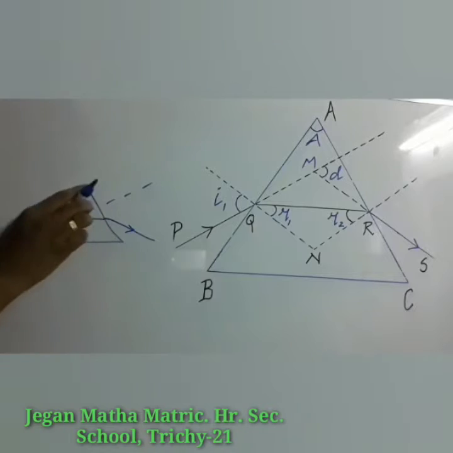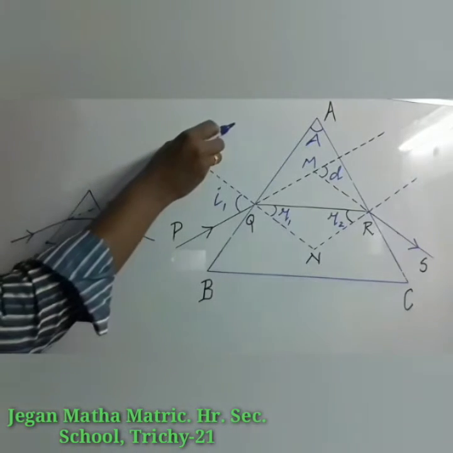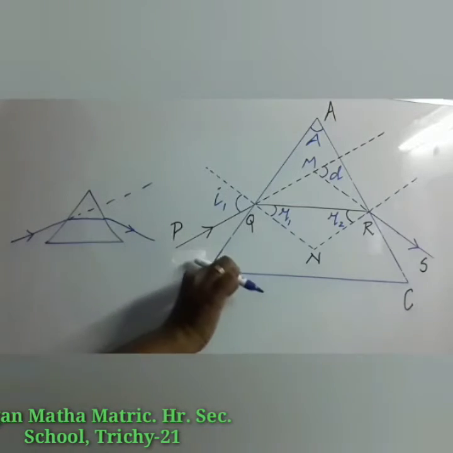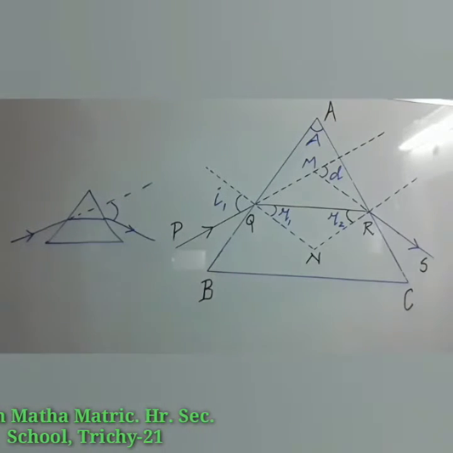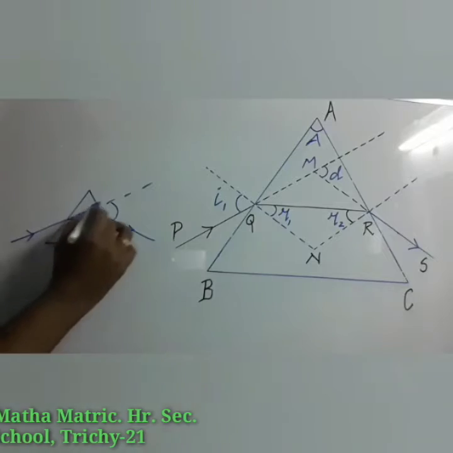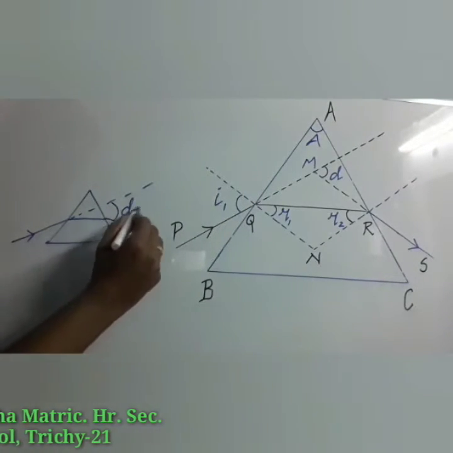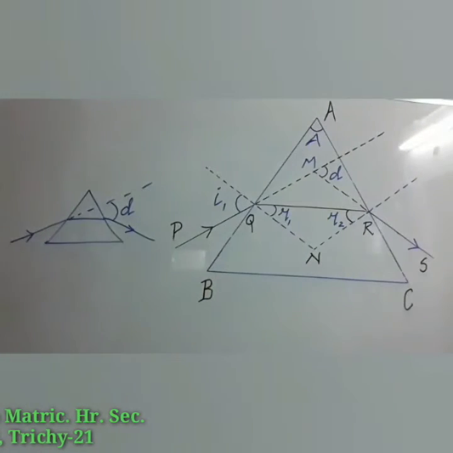Actually, if there is no prism, the light ray travels in this direction. Because of the presence of this prism, the light ray is traveling in this direction. Now we have to find the angle between that undeviated ray and the deviated ray. That is known as the angle of deviation D.